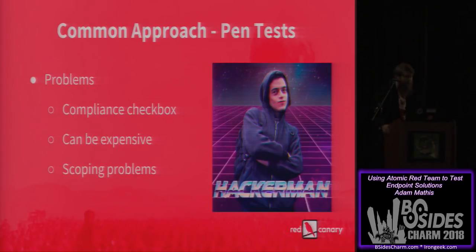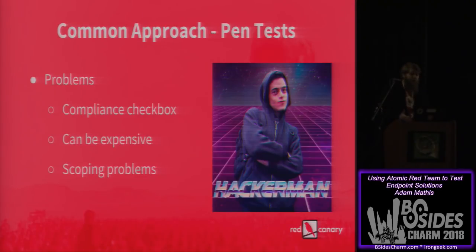Scoping problems. A lot of organizations have problems where when they go to contract the pen tests, they don't really know what they want them to test. So they say, okay, just go get root or go get domain admin or just go hack things. And those people will go and do it, but that doesn't really give you a very structured amount of things to test.